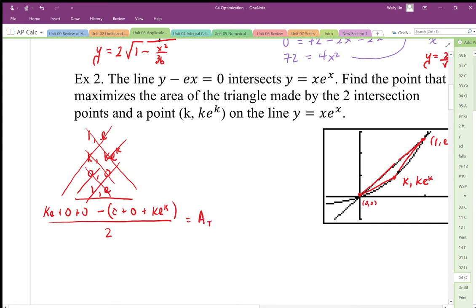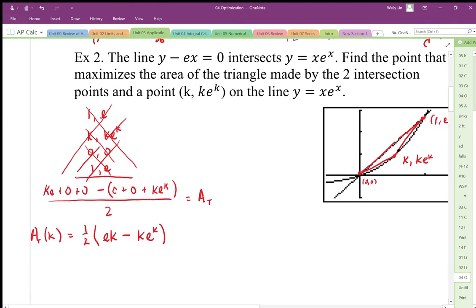Okay, so simplifying this, we end up with the area formula A is equal to 1/2 times e times k minus k e to the power k. And we want to find this as a function of k, so this is my area as a function of k. I'll write it like this: area of my triangle as a function of the value of k. So it's going to allow me to find the best k to maximize this area. I want the biggest area here.